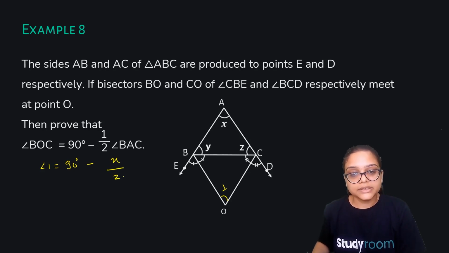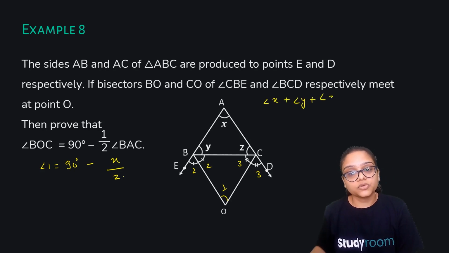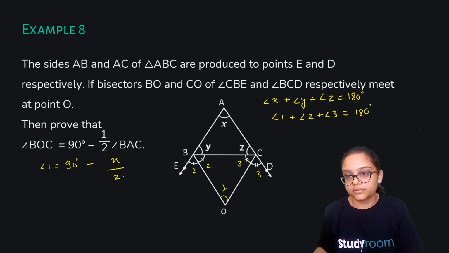First of all, for basics, we know x plus y plus z is 180 degree. Correct? And these two angles are equal. Suppose that it is 2, 2, 3 and 3. I'm just writing down what all we know. You also need to approach the solution in the same fashion, correct? And we know that angle 1 plus angle 2 plus angle 3 is also equal to 180.